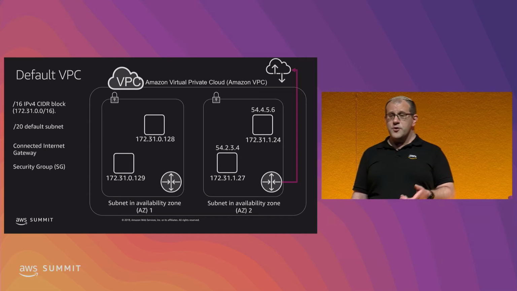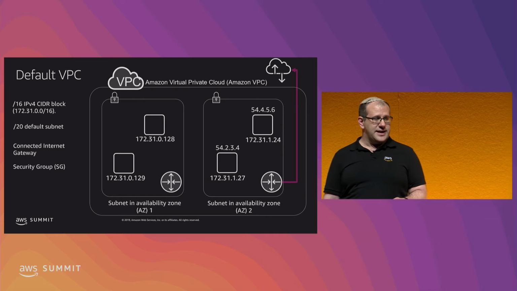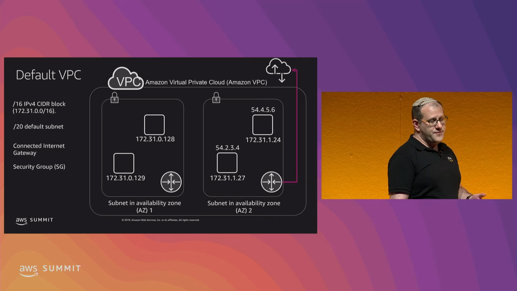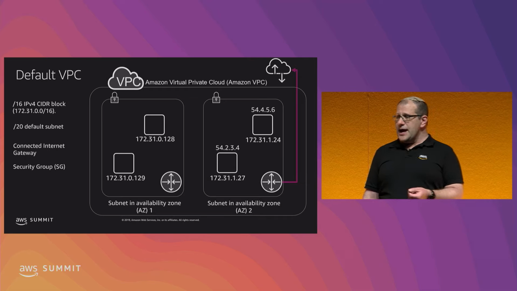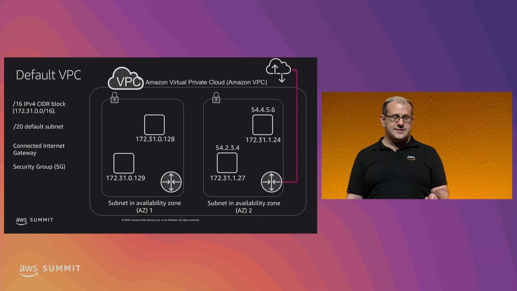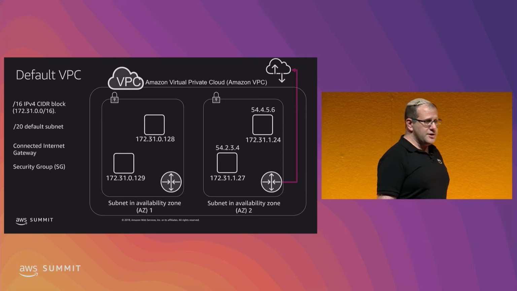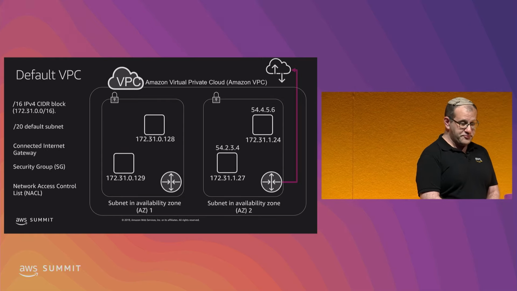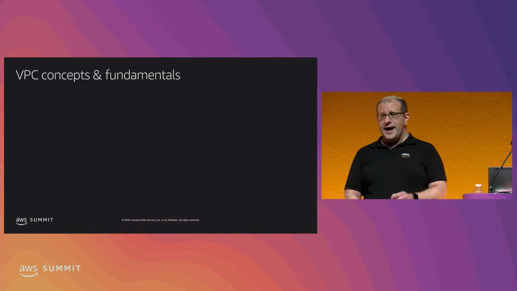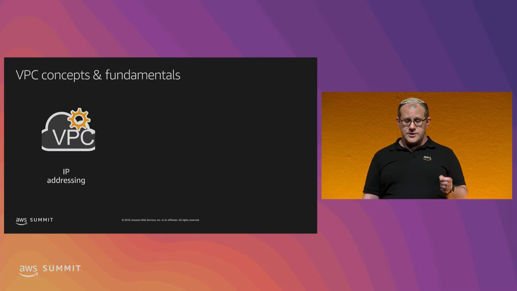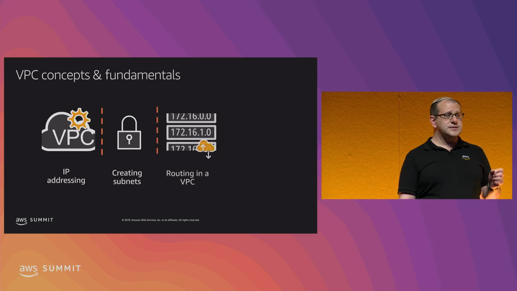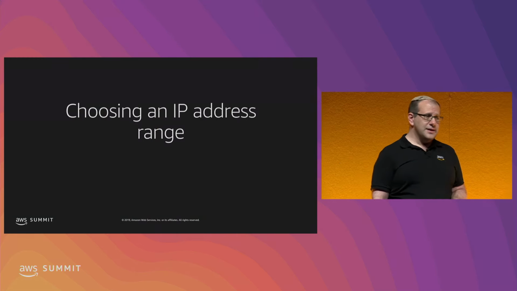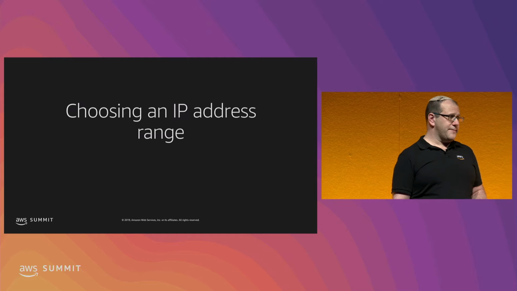Now, the default VPC is a good starting place for when you start with AWS, but what we're going to spend the first 15, 20 minutes talking about is how you build all those components in the VPC yourself, and then we're going to hand over to Tom to talk about some of the more complex components that come up with networking. So, with that in mind, I'm going to talk about IP addressing. I'm going to talk about creating subnets, routing, and putting some security around it. Let's start with IP addressing.